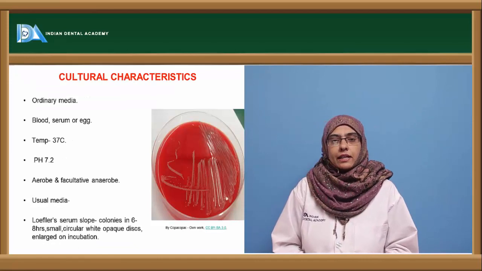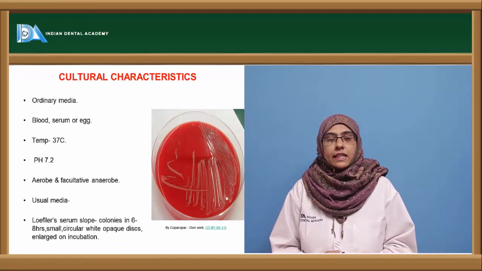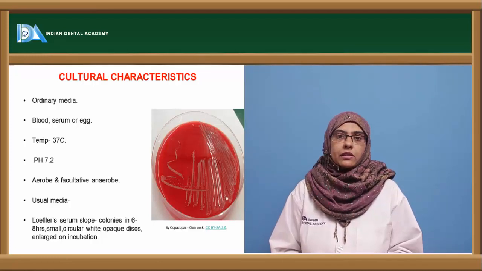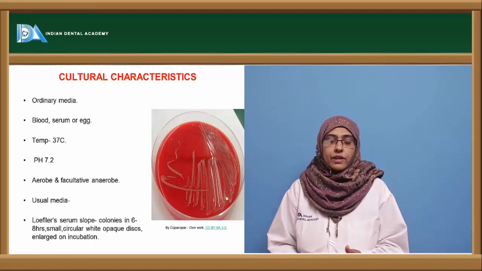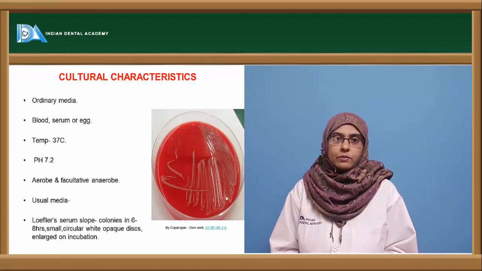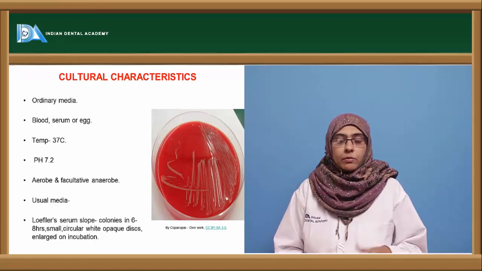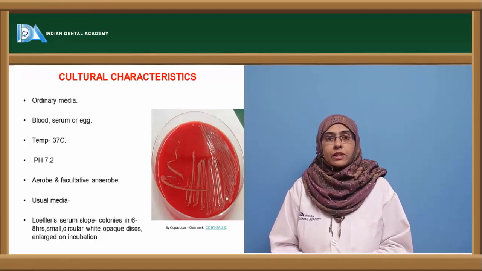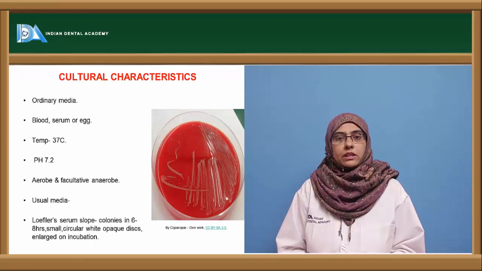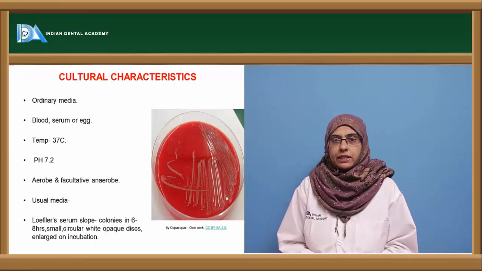Coming to the cultural characteristics of these organisms, they are scanty in the ordinary media, and hence we have to enrich the media in order to isolate this organism in the lab. So they have to be enriched either with blood, serum or egg. The optimum temperature at which the organism satisfactorily grows is around 37 degrees centigrade, and the temperature can vary from 15 to 40 degrees centigrade.